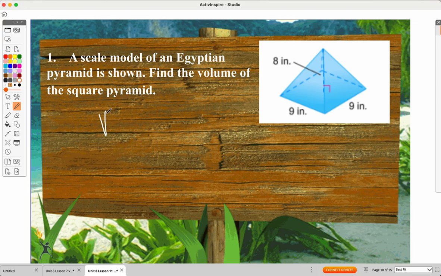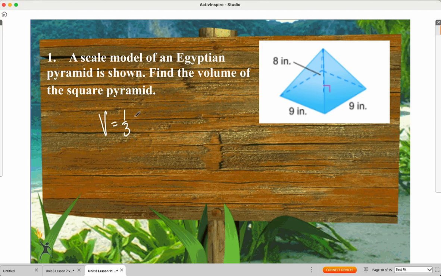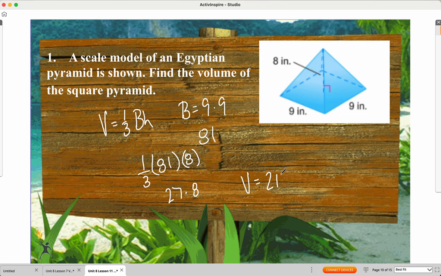All right, so I've got volume equals 1/3 of big BH. Again, big B is a rectangular prism, thank goodness. I like that one better. So big B is 9 times 9. So 81, 1/3 of 81 times my height, which is 8. Well, 81 happens to divide evenly, so it's 27 times 8. And 27 times 8, my volume is 216 inches cubed or cubic inches. All right, I forgot my V equals on these, pardon me.